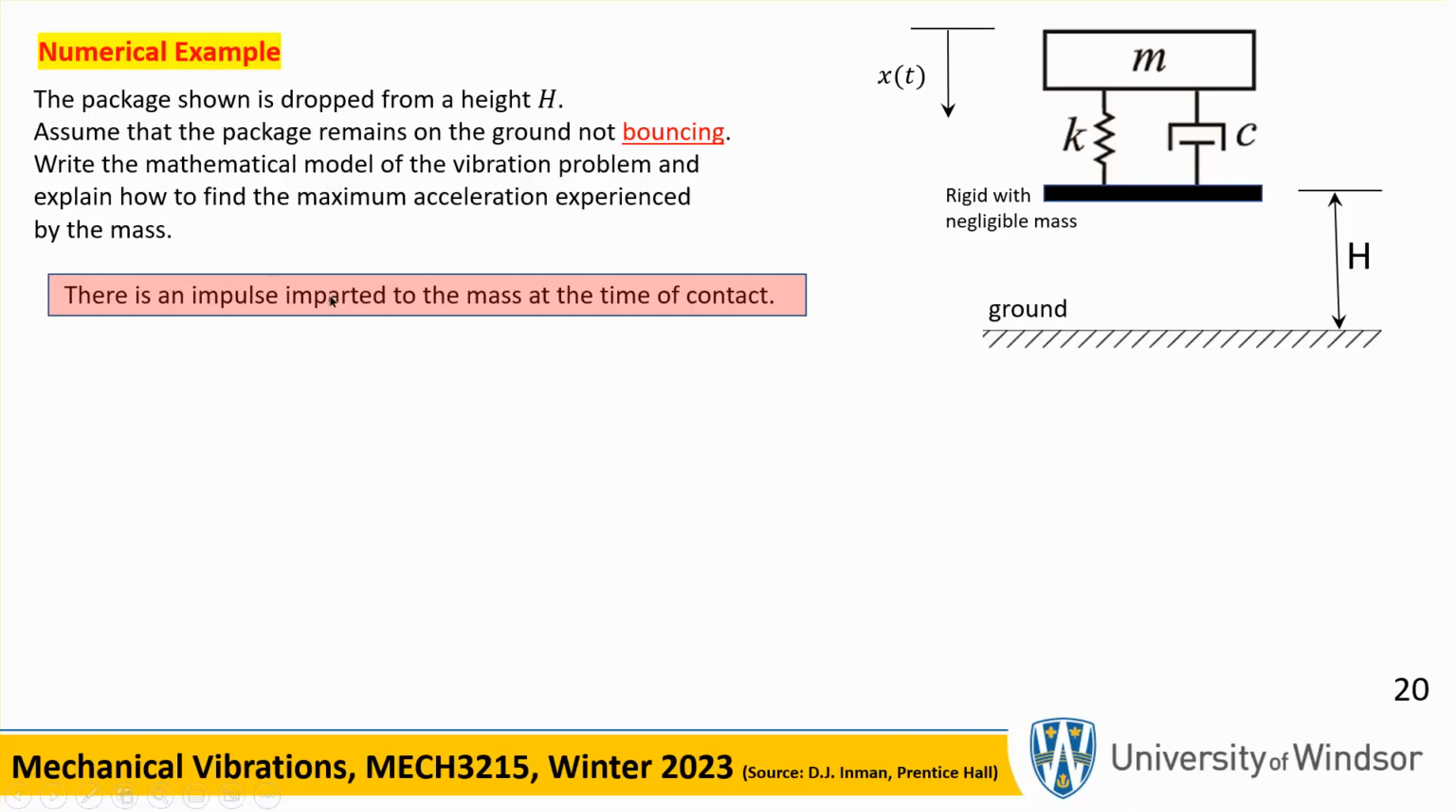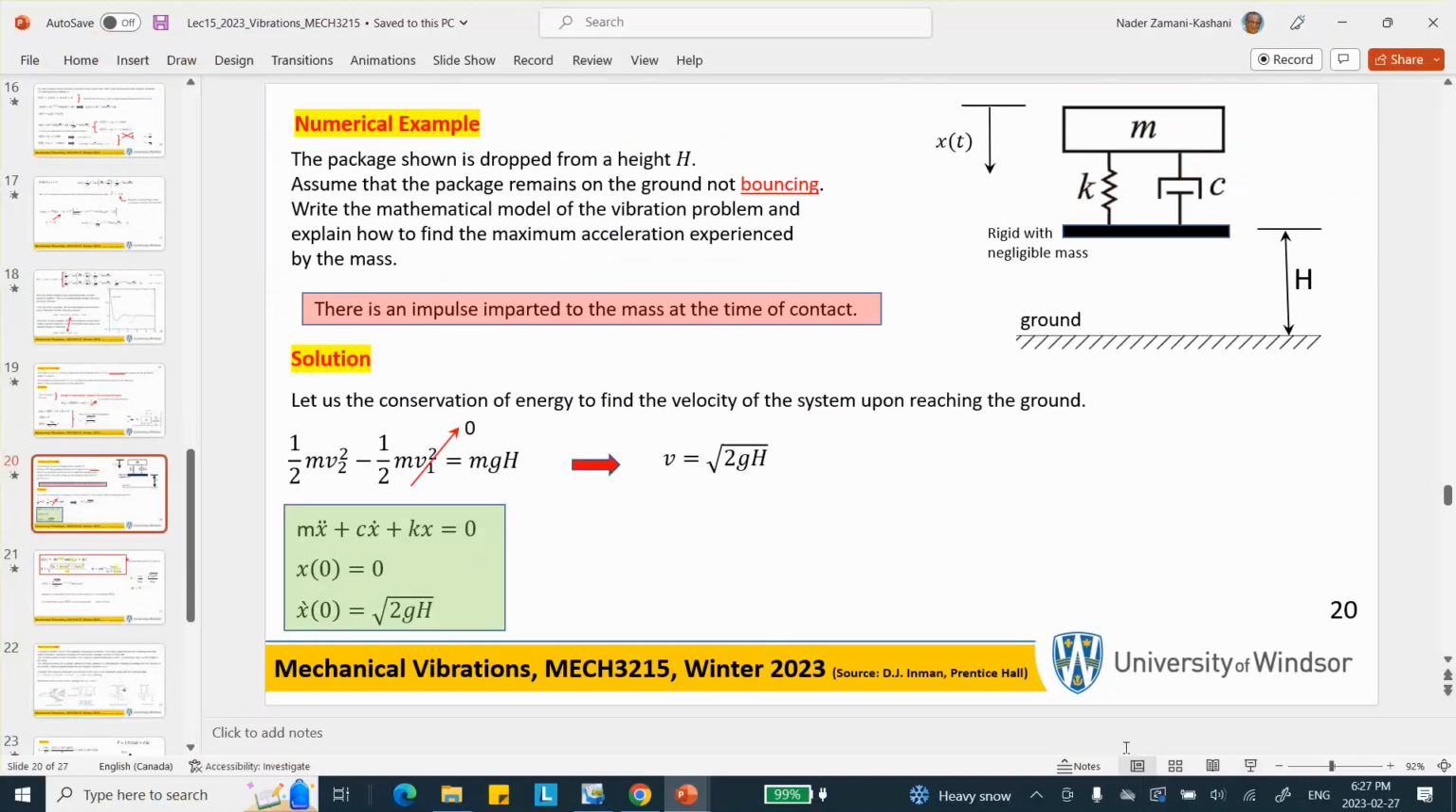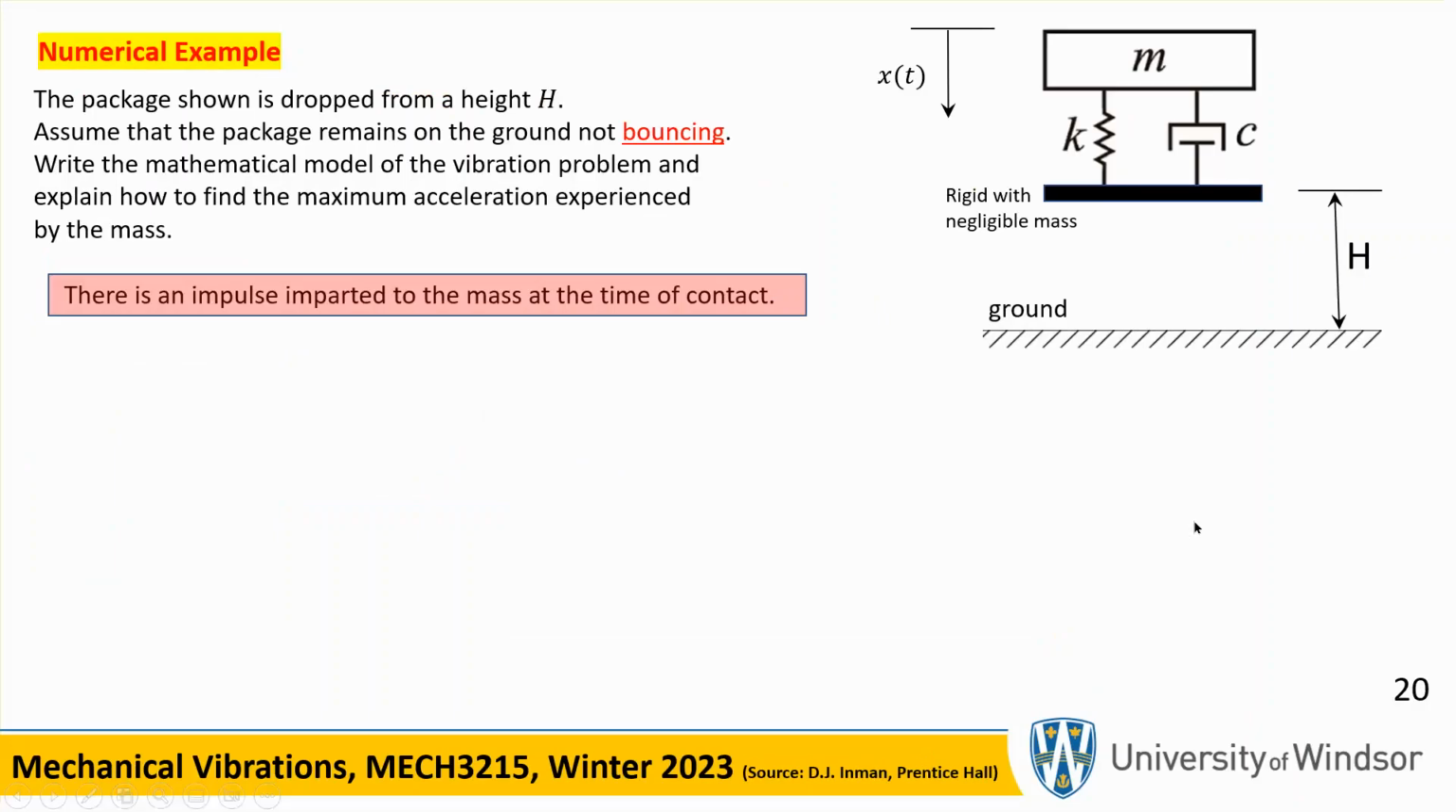Now, there is an impulse imparted on the mass here. So the mass does feel an impulsive force, and this is why it actually starts moving up and down. So this package is dropped, and it sticks to the ground. It doesn't bounce back. Now there is an impulse applied to that mass, and you will see that in a second. Where is that coming from?